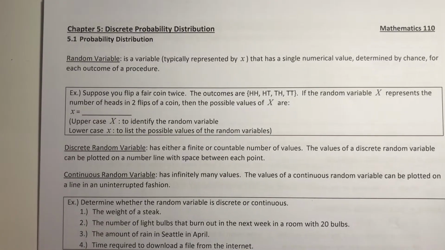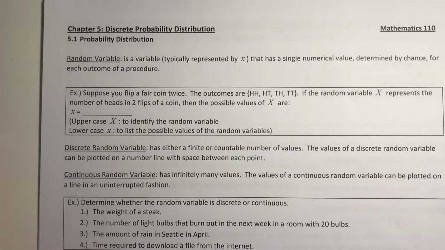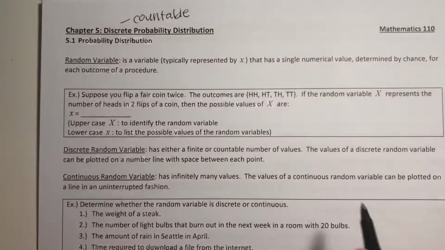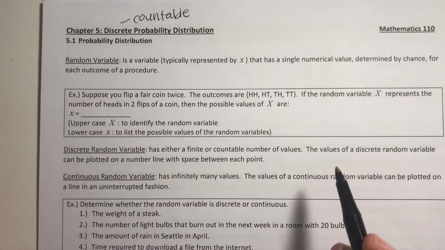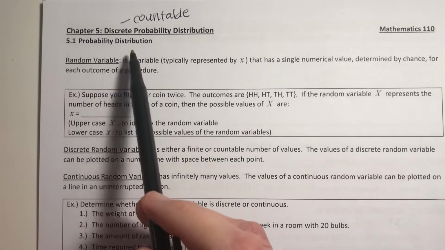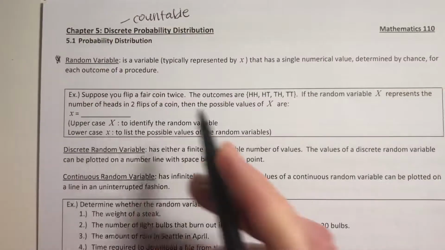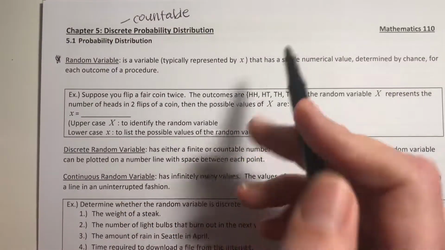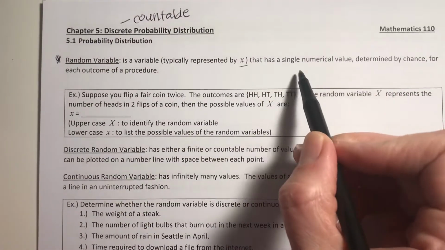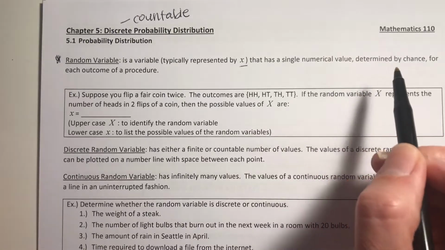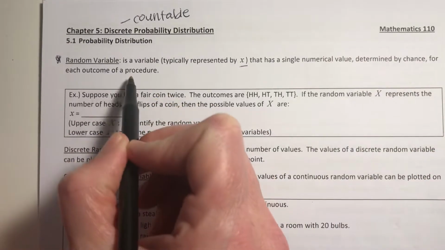All right, Math 110, we are now starting in Chapter 5, which is discrete probability distributions. The word discrete just means countable, and so this means we have a countable number of values. And 5.1 is a probability distribution. A random variable, which we're going to go ahead and star, is a variable typically represented by an x that has a single number value determined by chance for each outcome of the procedure.